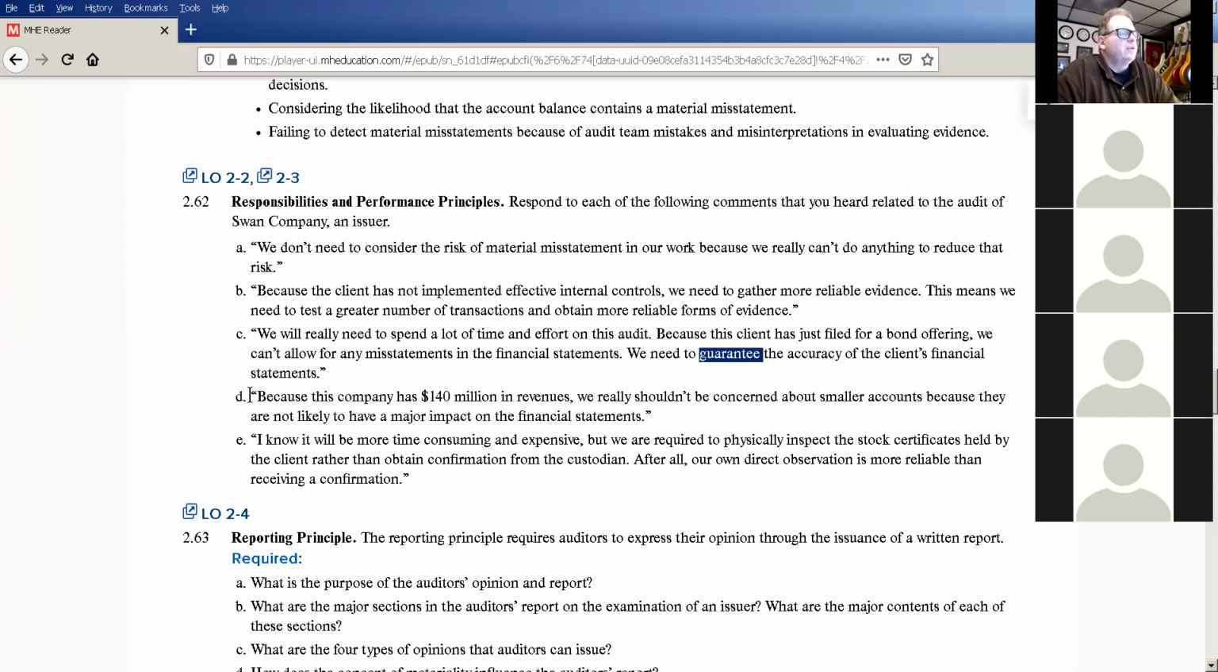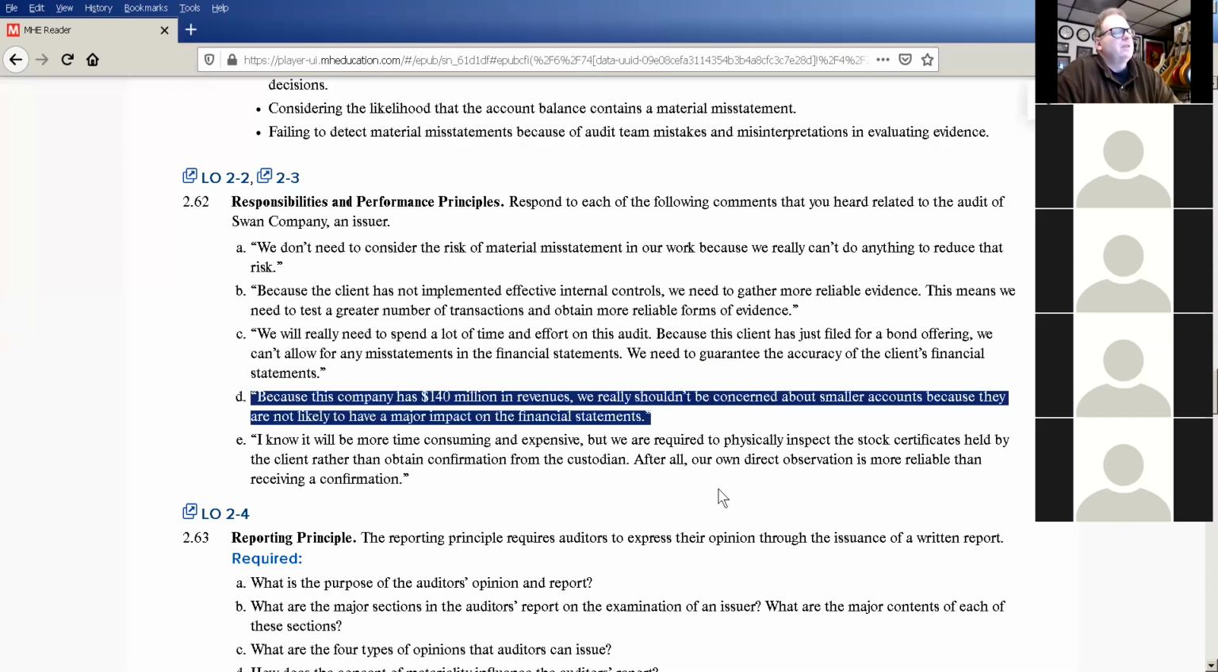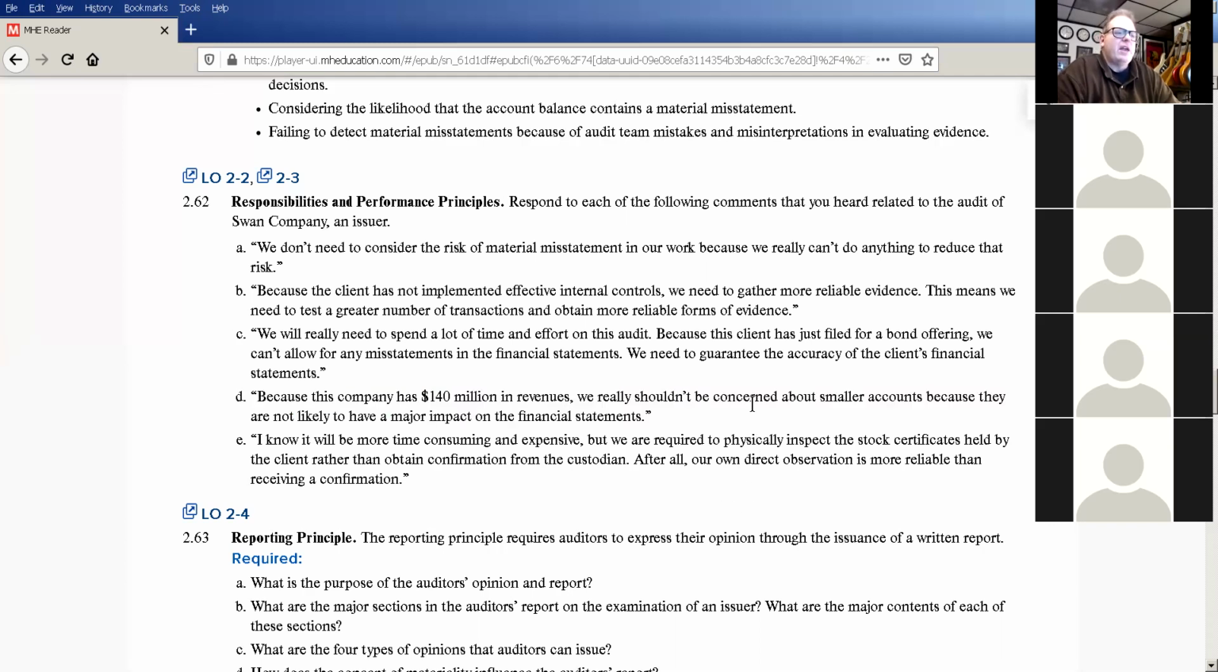Okay, let's go to D. Because this company has $140 million in revenues, we really shouldn't be concerned about smaller amounts because they are not likely to have a major impact on the financial statements. That's false. It actually is true to some extent. You've got to define this. What is a smaller amount? For instance, they have 140 million in revenues. You find a $3,000 error, it's not going to really impact this. So it depends on the size of this.